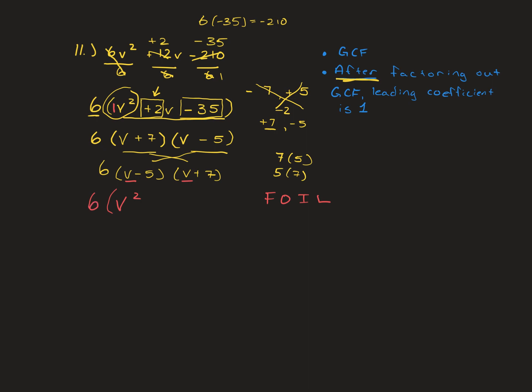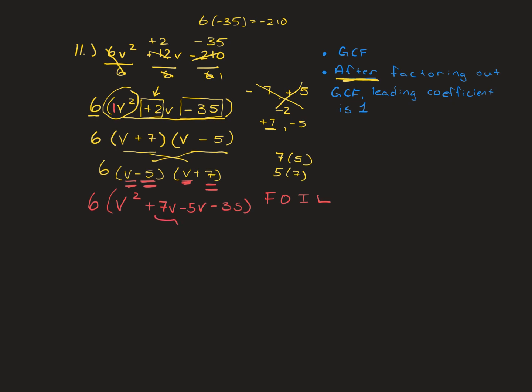Now I'm going to do the outer. So the v is on the outer and the 7 is on the outer, so I get 7v. The inner, I've got negative 5 and v, which is negative 5v. And finally, the last term in each parentheses multiplied by the last term in each parentheses. So negative 5 times positive 7 is negative 35. Close my parentheses. That 6 is still out front.